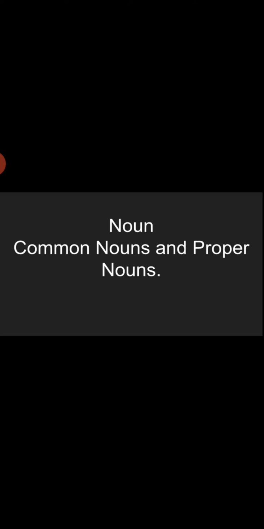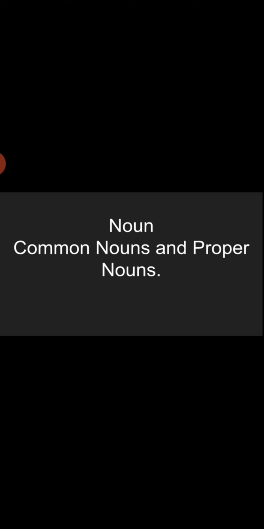So the first letter of a common noun is not capitalized unless the noun is the first word in a sentence, whereas the first letter of a proper noun is always capitalized. That means you have to start with a capital letter, that you have to remember, unless the noun is the first word in a sentence. Okay. So whereas the first letter of a proper noun is always capitalized. So the proper noun, it is always capitalized.